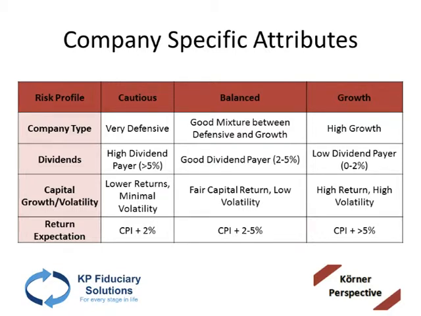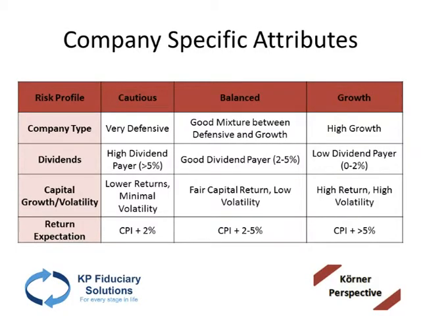When we have a look at the middle of the road or a balanced profile, these are companies that have a good mix or a good balance between acquisitive growth and organic growth, and as such aren't high dividend payers, but would generally pay you a fair dividend between 2 and 5%. And finally, we would expect a capital return of inflation plus 2 to 5% with a low degree of capital volatility.